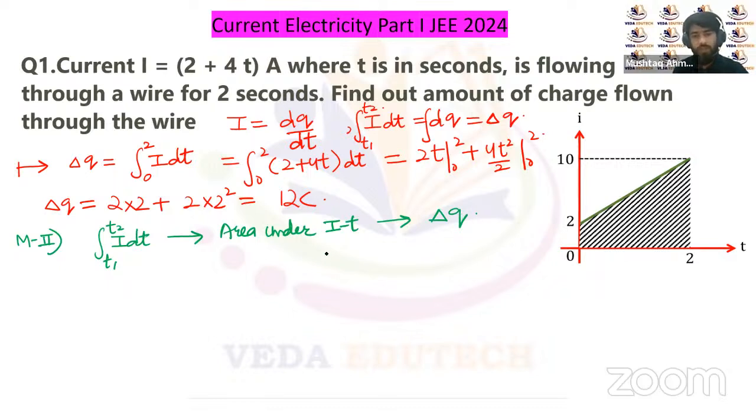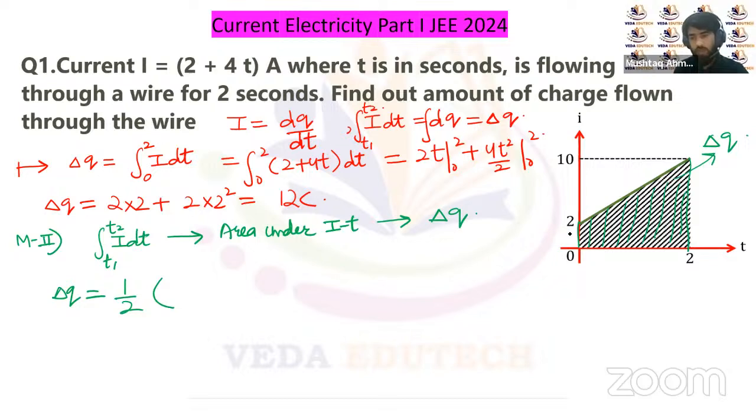Now you can see here, this is the current versus time graph. At time t equal to 0, the current through the circuit is 2 amperes, and after time t equal to 2 seconds, the current through the circuit is 10 amperes. Now we'll calculate the area under this graph, which will give us the total charge delta Q. So delta Q here will be the area under this trapezium. The area of a trapezium is half of the sum of parallel sides. This side and this side are the two parallel sides.